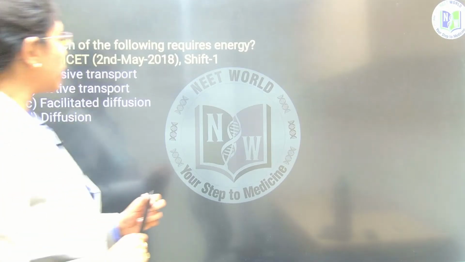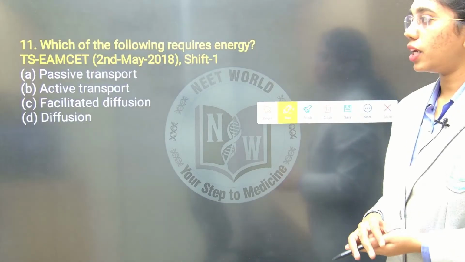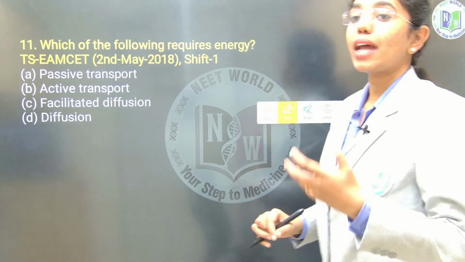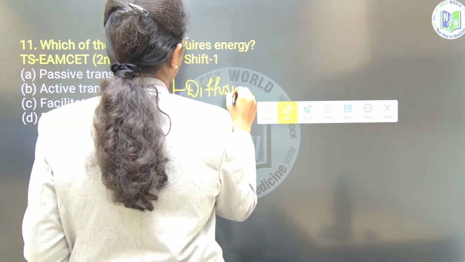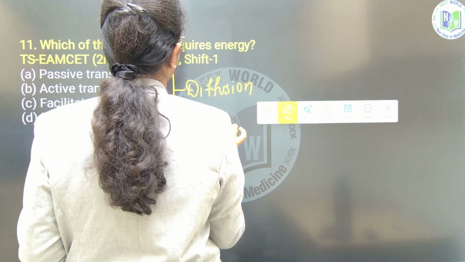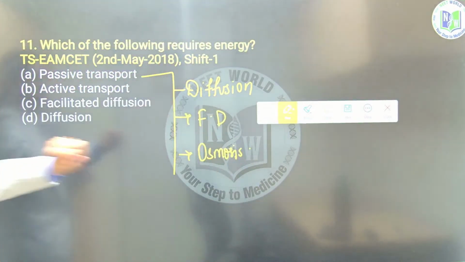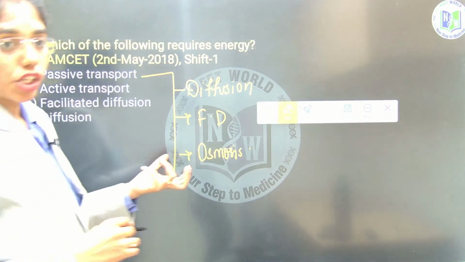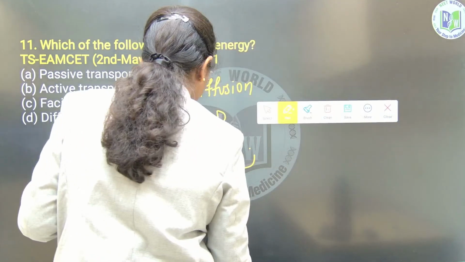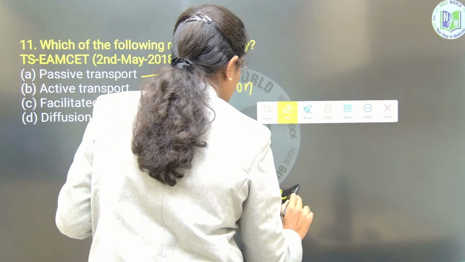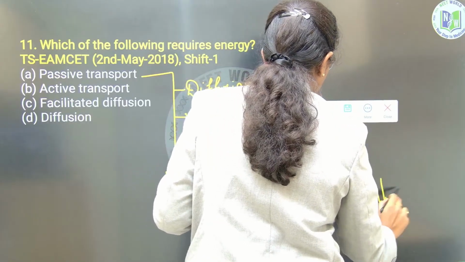Okay, hold on students. Look at this last question which is asked in the year 2018. Which of the following requires energy? Okay, passive transport can be of three modes. One is through diffusion. Second is facilitated diffusion and third will be osmosis. All these three methods of transport don't require any energy because it is across the concentration gradient.